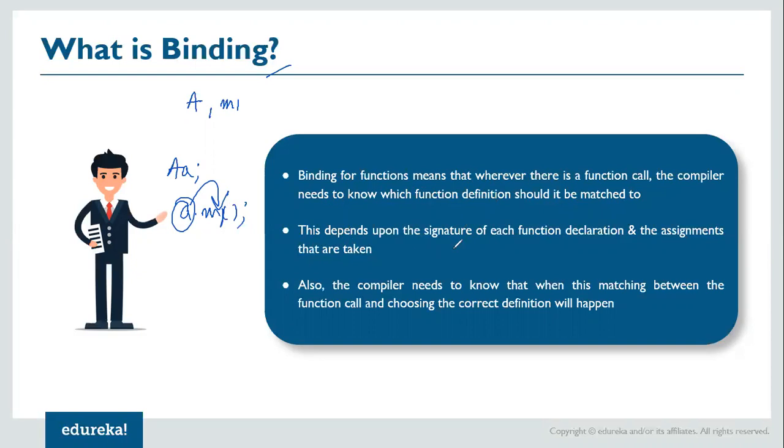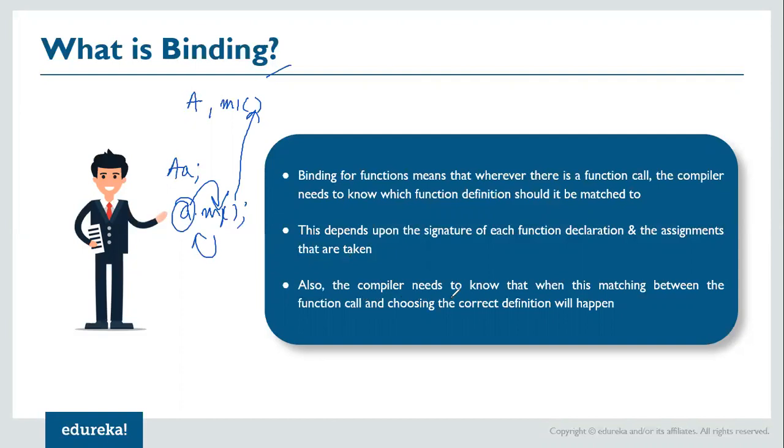Now this depends upon the signature of each function declaration and assignment that are taken. So whatever the signature of this method is, and the type of arguments that you are going to pass to this particular method, all that is going to determine which function is going to get called, or which particular method is being bound to this particular call.